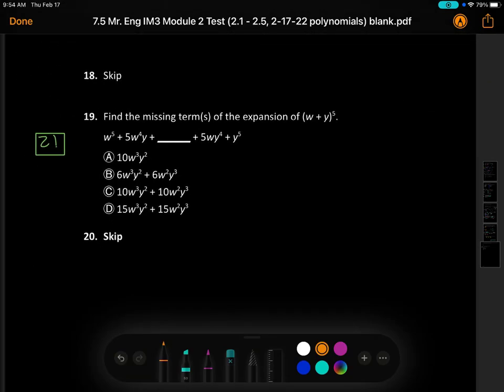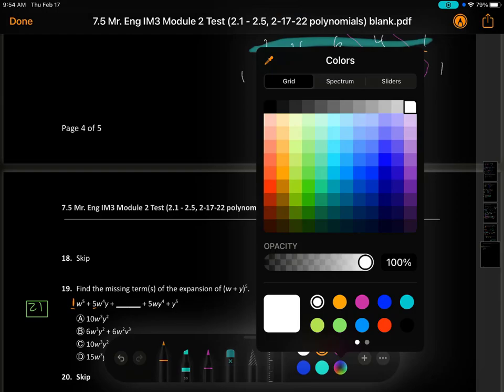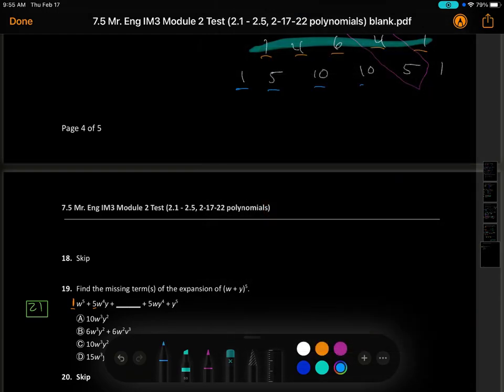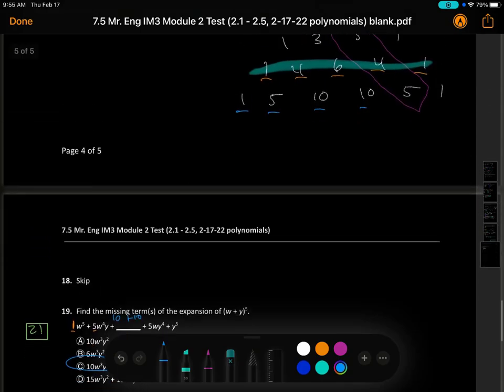Question number 19. Find the missing term in the expansion of w plus y to the 5th power. Okay, something that I noticed is you have a 1, 5. Just go back up to ours. Let's use a different color. 1, 5, 10, 10. So we should have a 10 and 10. I don't have to do the rest of the problem. And the answer is going to be C. Does that make sense? You can, of course, expand it out and do the rest of the problem, but that was pretty simple because I already did it on the previous problem.